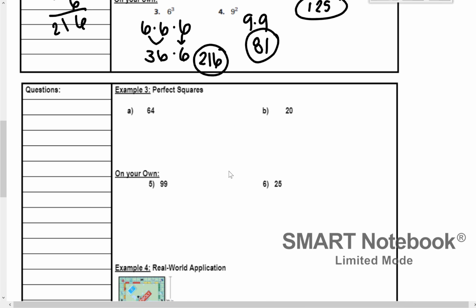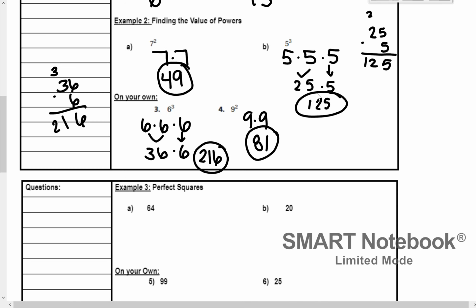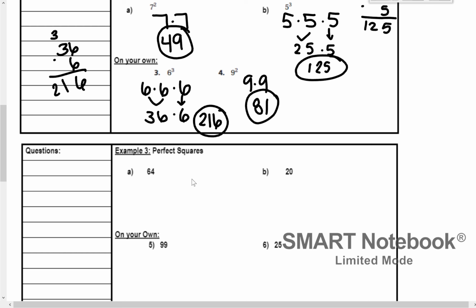Perfect squares. So we talked about these before. So let's review. A perfect square is an answer to when a whole number is multiplied by itself. For example, 5 times 5 is 25, so 25 is considered a perfect square. So now we're going to be given numbers and they want us to find out if they are perfect squares. So we want to start with a whole number. So I'm going to start in this case with an 8, because I know 8 times something gives me close to 64. And I have to multiply it by itself. So 8 times 8 is 64. Since a whole number times itself is 64, yes, this is a perfect square.